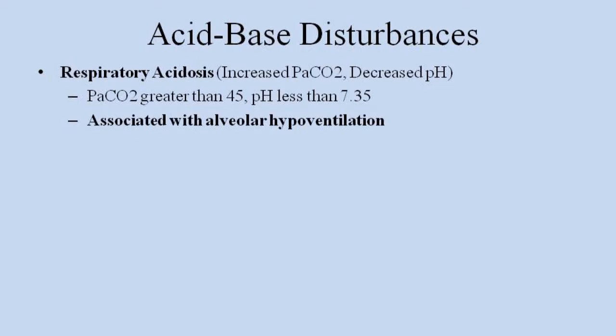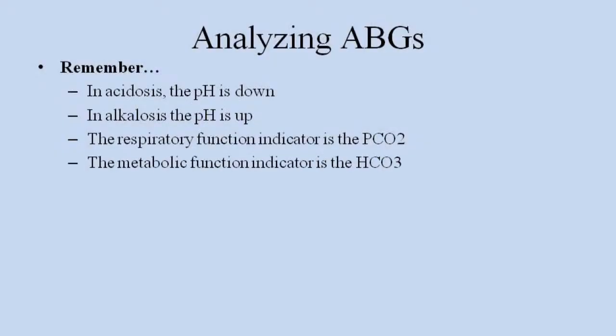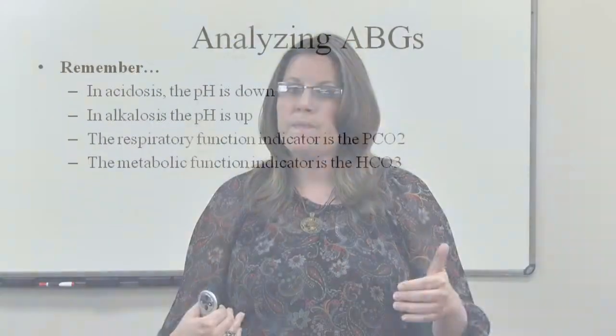If you remember a little bit ago, we talked about if you are not breathing adequately, if you're not blowing off the CO2, then your CO2 rises and that can cause you to be more acidotic. And the metabolic function indicator is bicarbonate. So CO2 is acidic, bicarbonate is a base. Acidosis, our pH is too low. Alkalosis, our pH is too high.